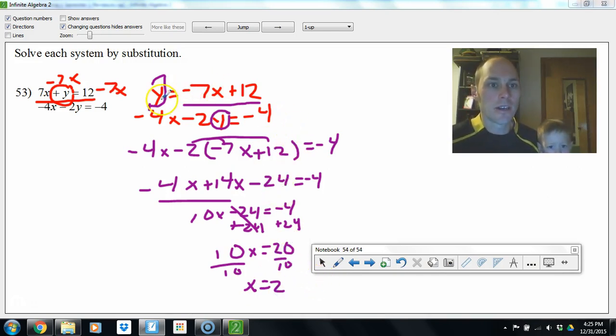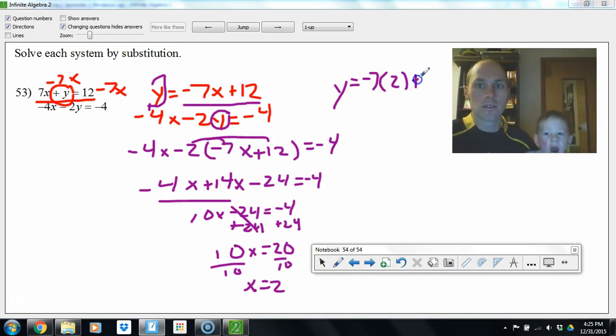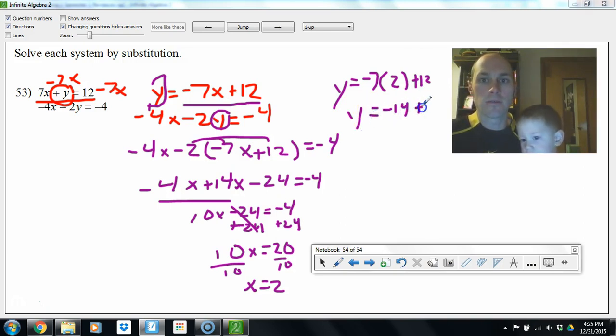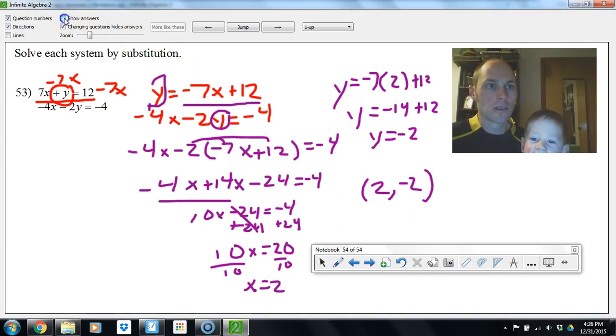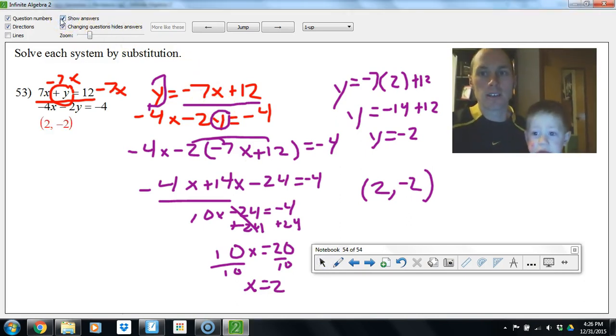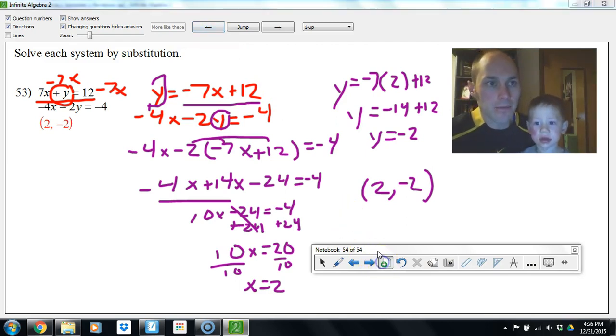Now that we know what x is, we need to plug it back in and find what y is. So here I can find y. Y is negative 7 times x. X we said was 2, plus 12. So y equals negative 14 plus 12, and negative 14 plus 12 is negative 2. So x is 2, y is negative 2, so that is my ordered pair: 2, negative 2. And yes, that is the answer. Wonderful. All right, next one.